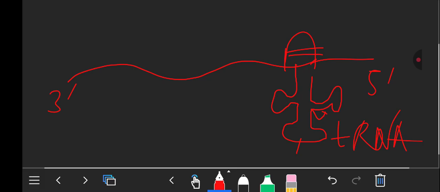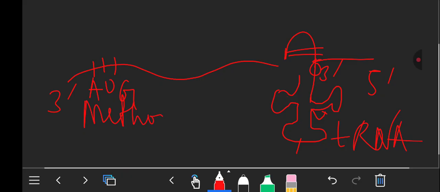Before you can look at that, we need to understand that between the two arms, there's a longer one and the shorter one. The longer one is the 3'. That's where the amino acids come to attach, on the longer one, which is the 3'. Then we can have AUG there, which is the start codon, methionine, right? Methionine.